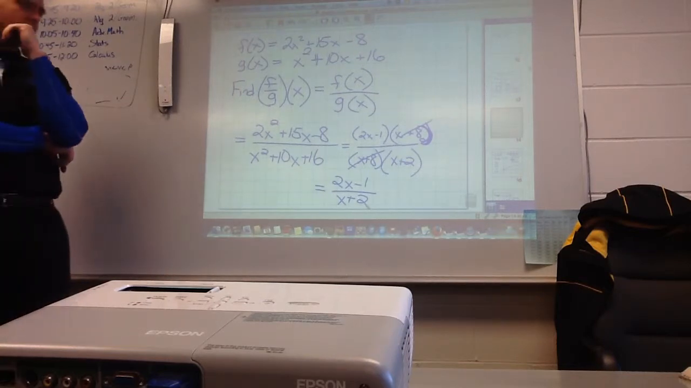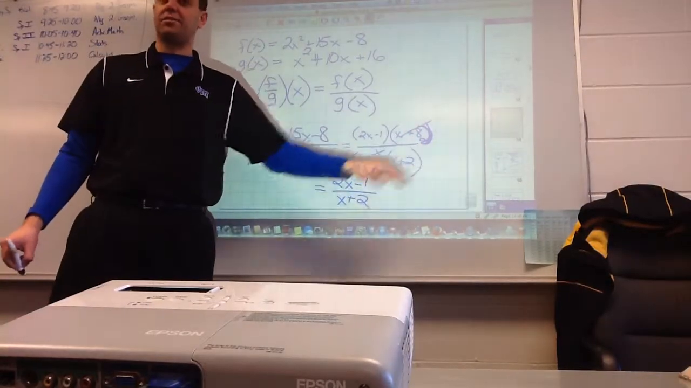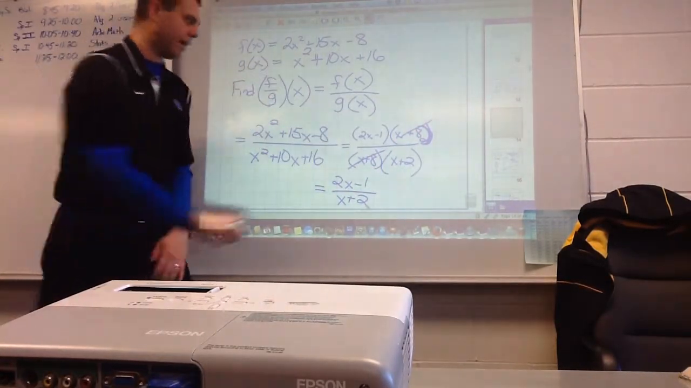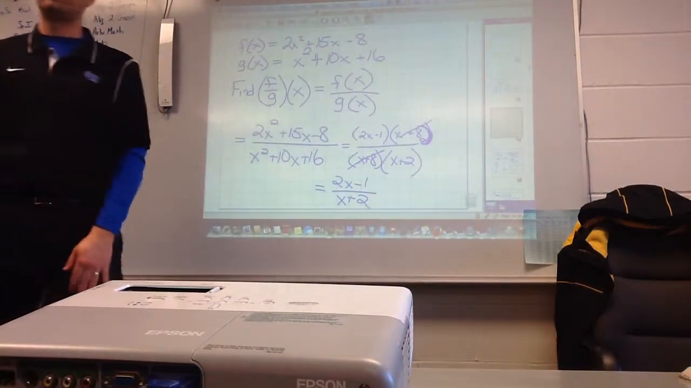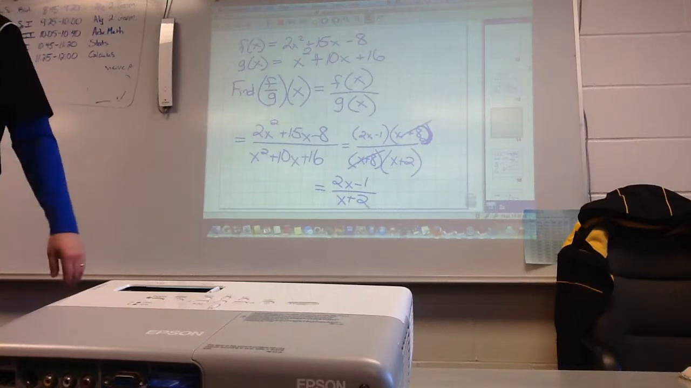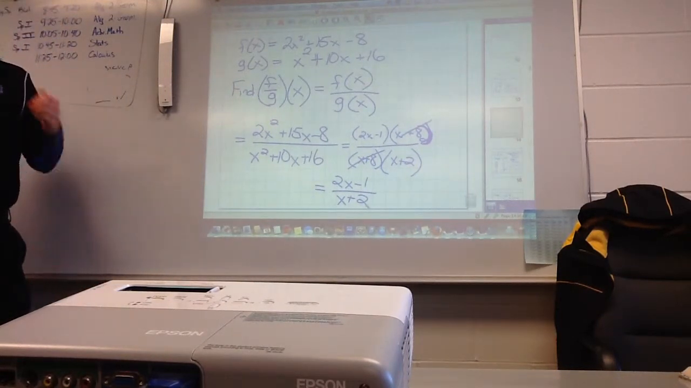But that's division. That's how division will work. Now, if there weren't any common factors, like if there wasn't anything the same on the top as there is on the bottom, well then you can't simplify it and you just would have circled that as your answer. Okay? But you always want to try and simplify. So that's division.